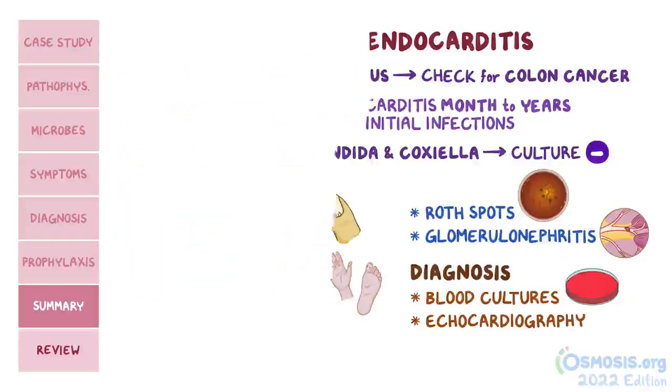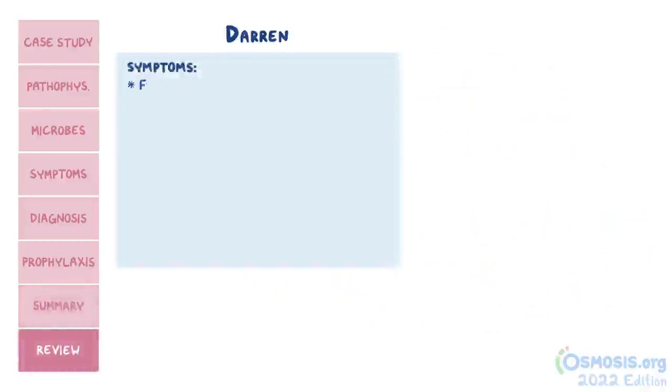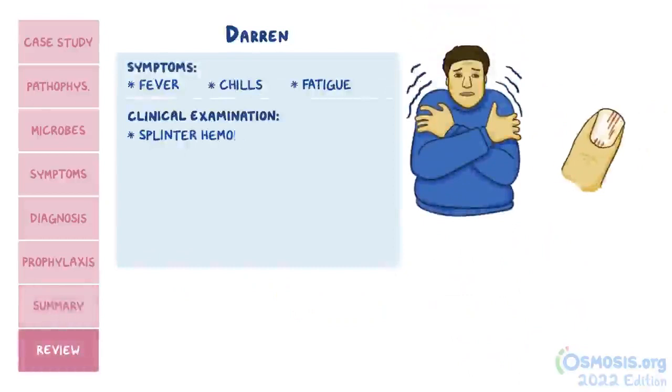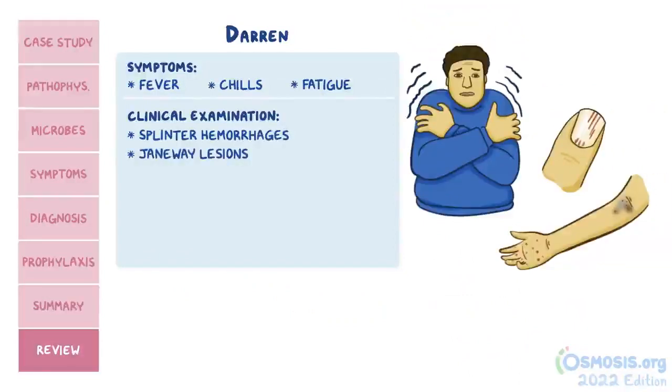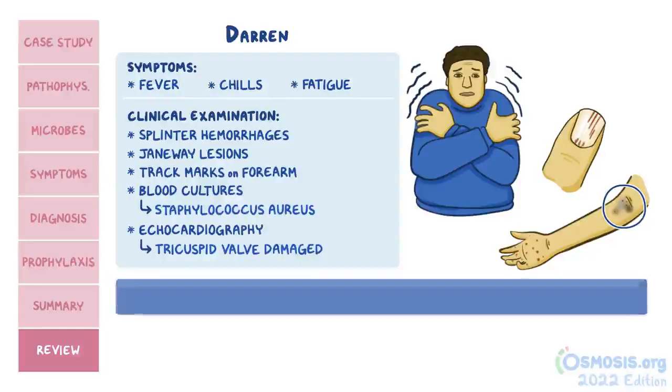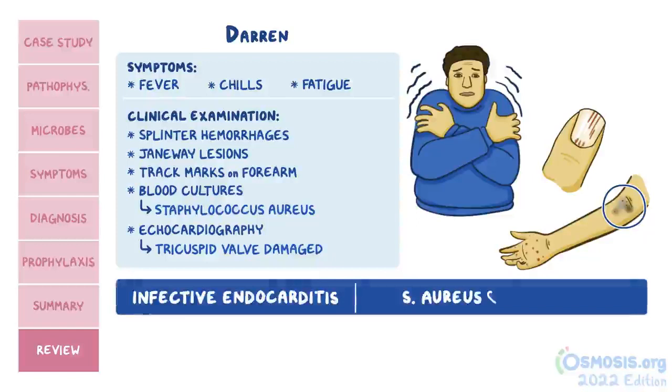And finally, back to our cases. Darren came in with a fever along with chills and fatigue. On the clinical examination, his fingernails had splinter hemorrhages and Janeway lesions. Both of these signs are consistent with endocarditis. Now, Darren also had some track marks on his forearms. This is consistent with IV drug use. Blood cultures showed that Darren had an infection with Staphylococcus aureus, and echocardiography showed that the tricuspid valve was damaged. So, Darren has infective endocarditis caused by S. aureus and associated with IV drug use.